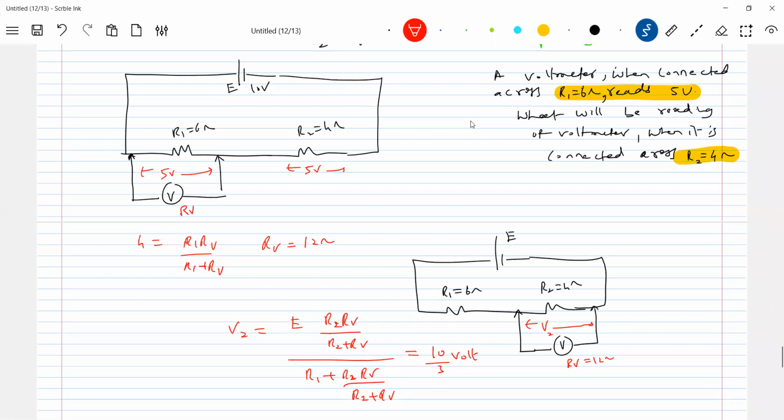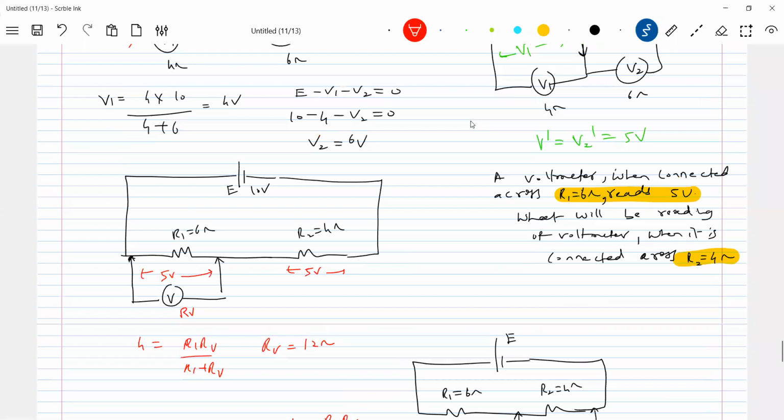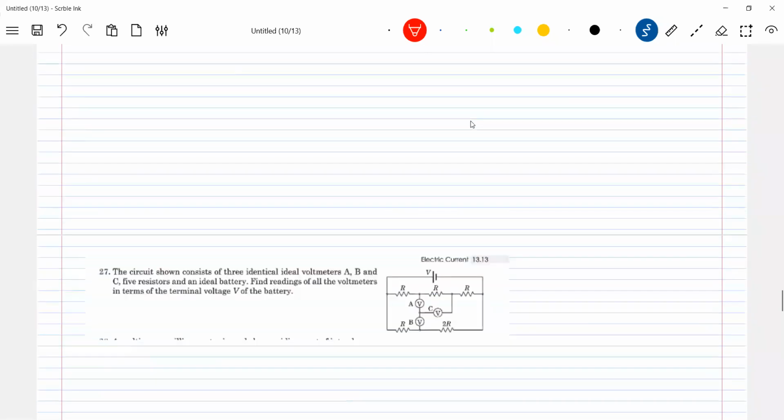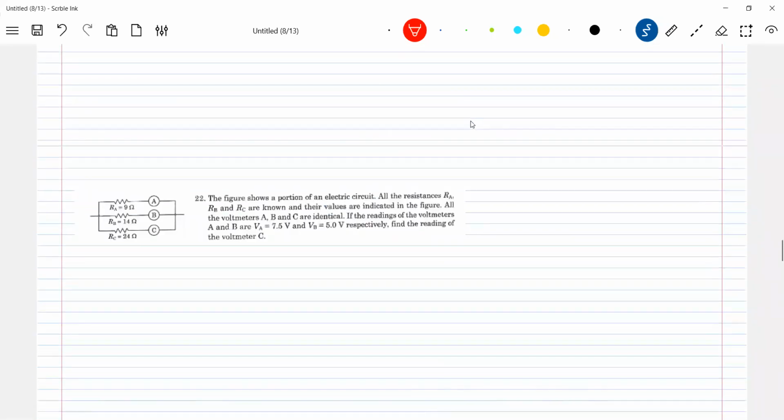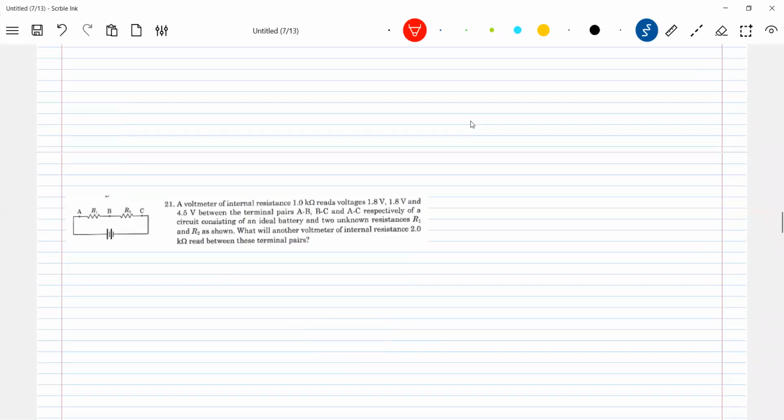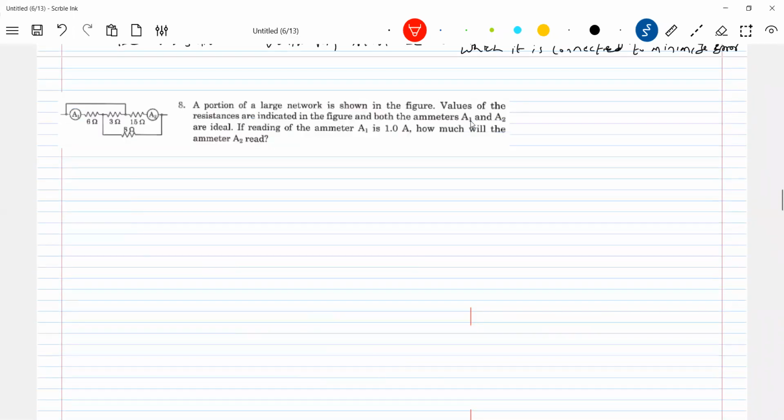Okay, these are some typical numericals that we have. So we'll pick up some other numericals. Okay, read the question. A portion of a large network is shown. Only a portion is shown. Values of resistance are indicated and both ammeters A1, A2 are ideal. If the reading of ammeter A1 is 1 ampere, how much will ammeter A2 read?